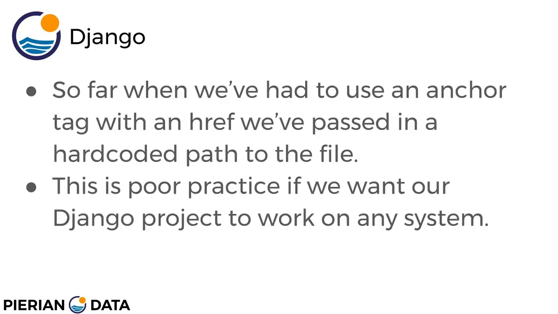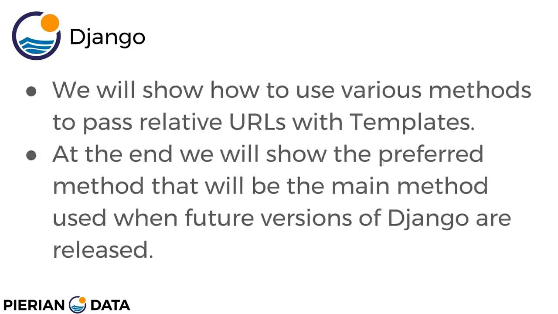Let's get started. As we mentioned, so far when we've had to use an anchor tag with an href, we've usually passed in a hard-coded path to the file, meaning we either pass in the entire file path to actually get to the HTML file, or we write a file path to the actual view. In general, this is poor practice if we want our Django project to work on any system and be scalable. We want to really focus on relative file paths, not hard-coded ones.